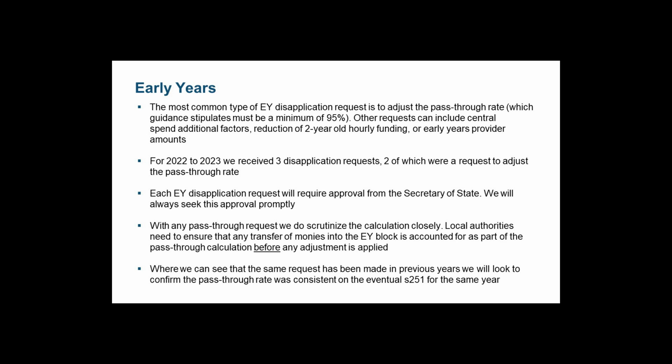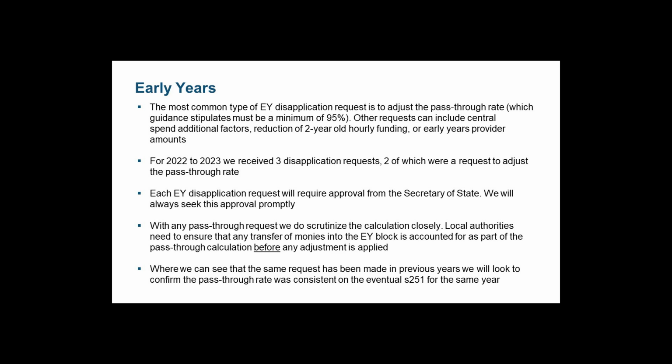The final point we would make on early years disapplications would just be in relation to the calculation modelling. On the pro forma, there is a tab where you set out the modelling of what the funding looks like before the disapplication is applied and shows what the calculations will be if, for example, the early years pass-through rate isn't adjusted. It will also allow you to demonstrate what the revised funding would look like if we did approve a pass-through request.